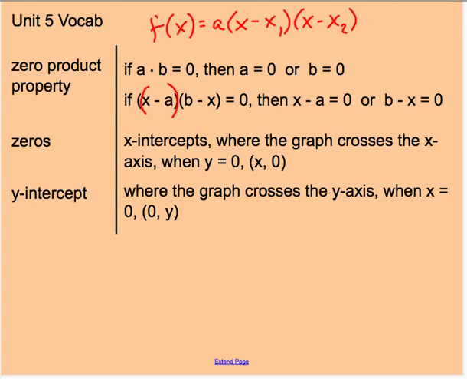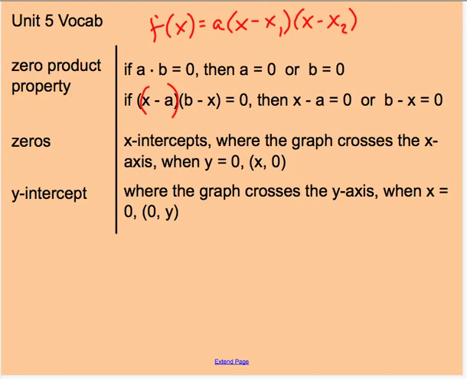So if x minus a times b minus x equals 0, then either our first quantity, x minus a, must equal 0, or our second quantity, b minus x, must equal 0. And then what we'll do is solve to find the zeros, or the x-intercepts of our function. X-intercepts, as a reminder, are where the graph crosses the x-axis. It's also the value when y equals 0, which is why we're going to use our zero product property.